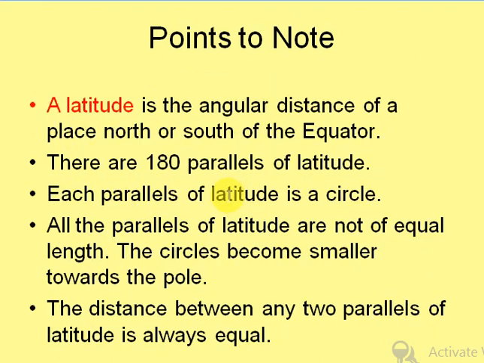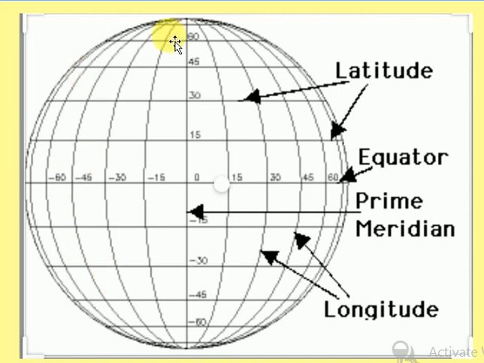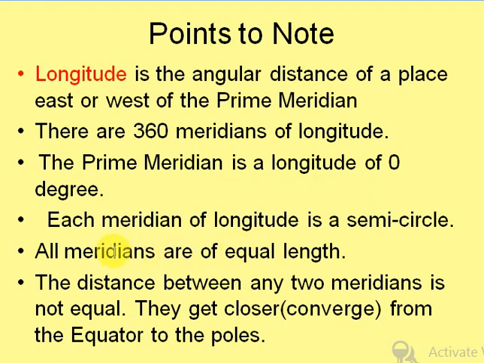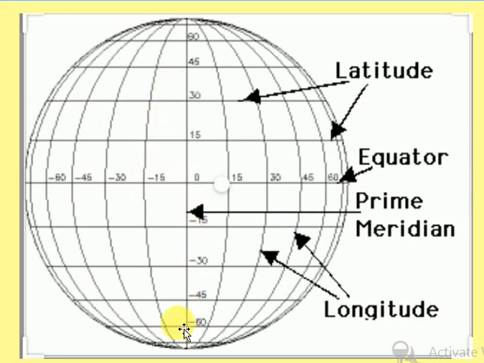There are 360 meridians of longitude. So altogether there are 360 meridians of longitude, on both sides. The prime meridian is a longitude of 0 degree. So the prime meridian we have discussed, this is the longitude of 0 degree. Prime meridian is the longitude of 0 degree.